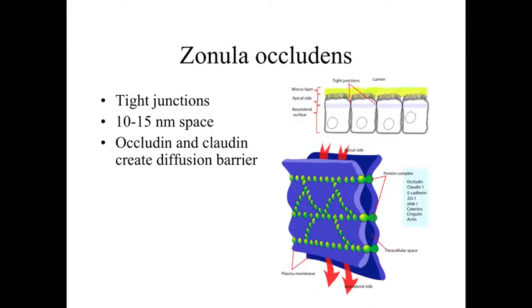So if we look at this in a little bit higher detail, looking at artist renditions of this, the first we've got is the zonula occludens, that Ziploc type connection. It's going to form the tight junctions again. And so we're going to have proteins like occludin and claudin, which are going to create a diffusion barrier. It's going to prevent things from getting from that apical space and then diffusing down between these cells.